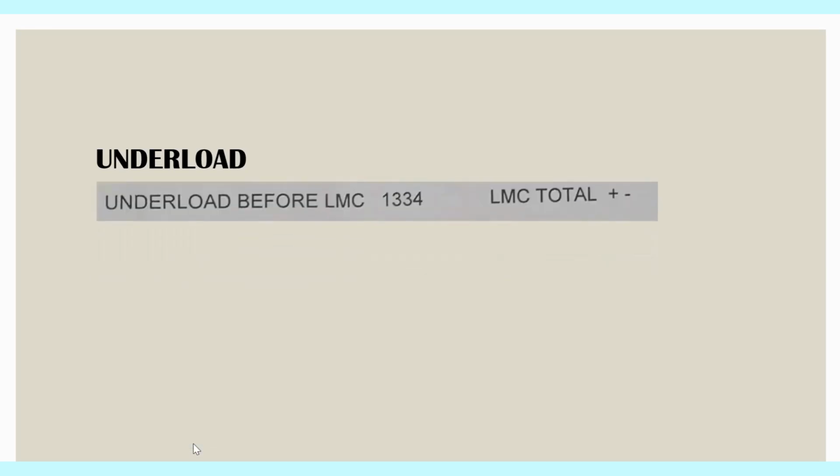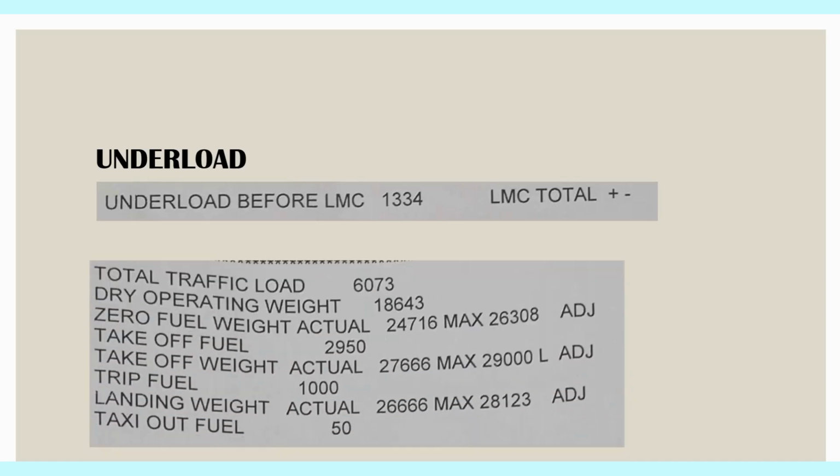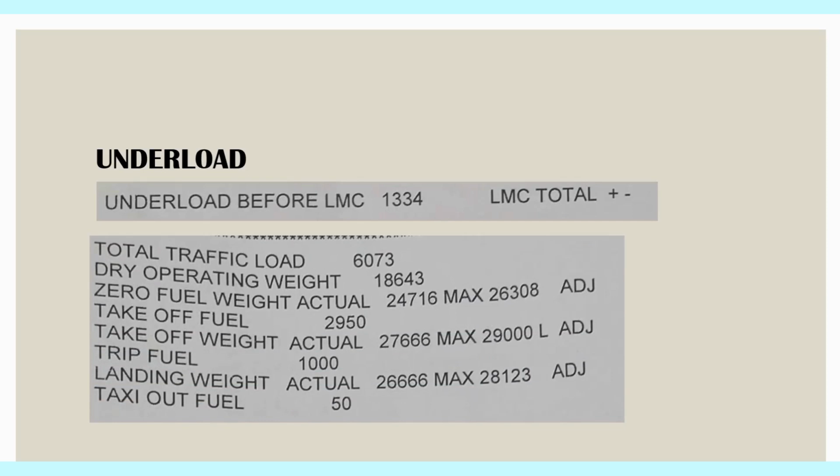So basically the underload before LMC on this particular aircraft was 1334. I'll show you how this figure arrived in two different ways. All right, so we bring this table out of the load sheet again, and I want to show you two ways of how the underload is calculated.